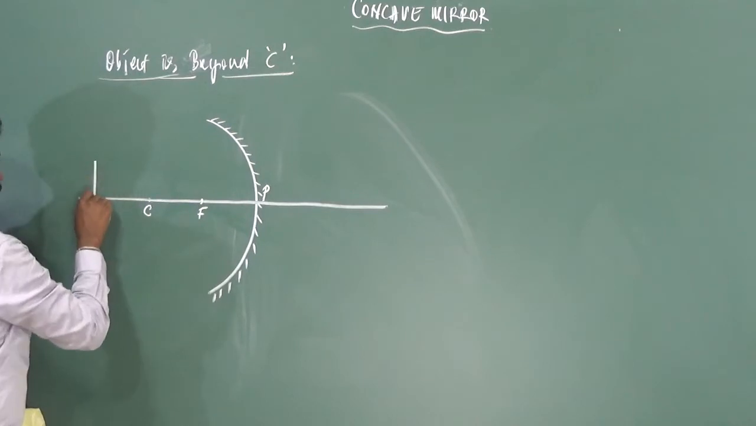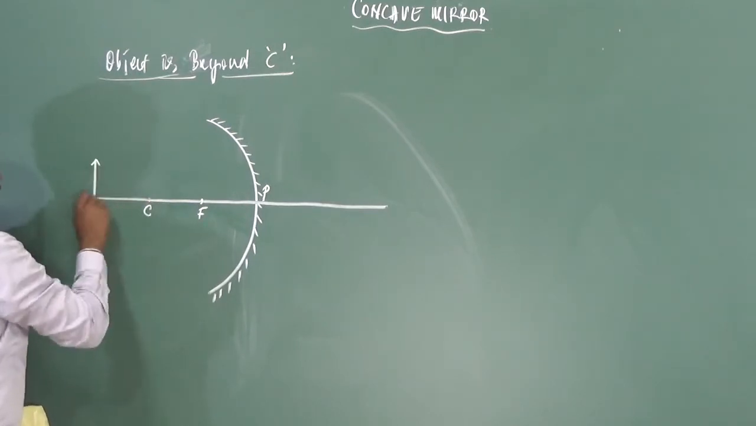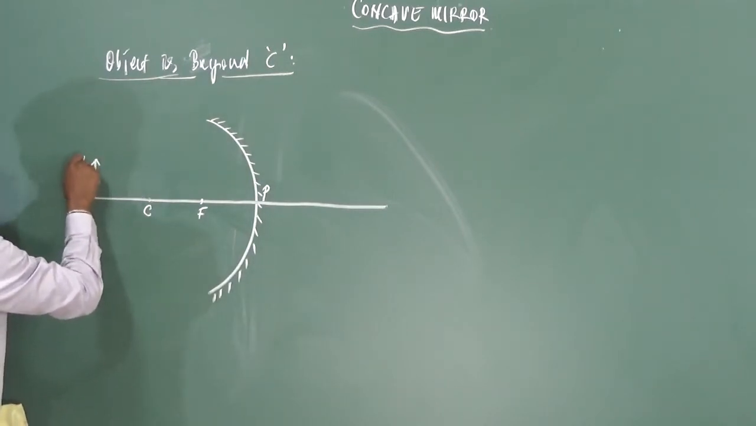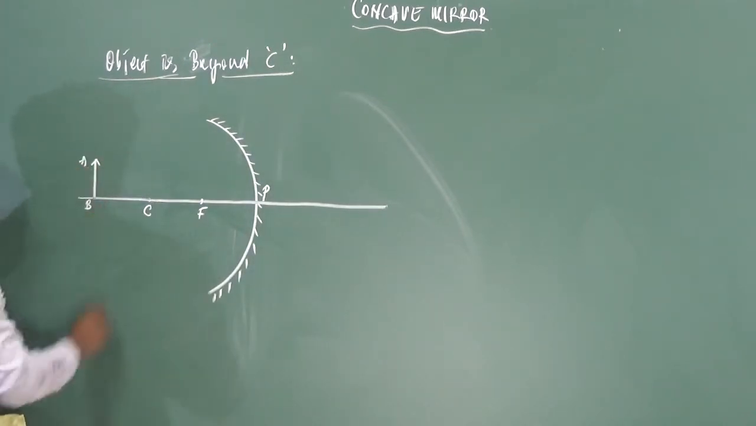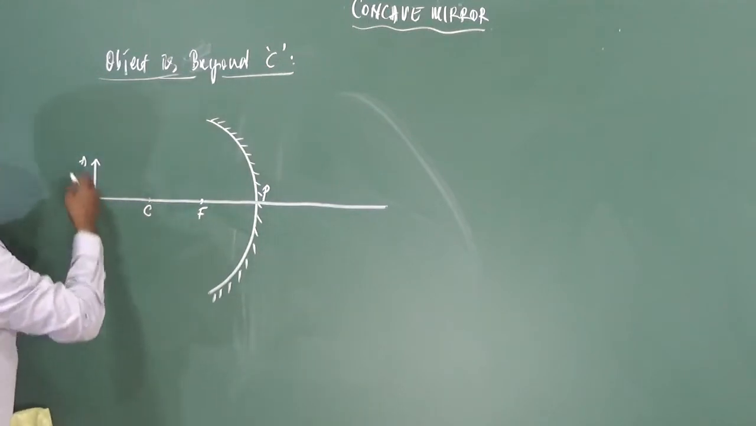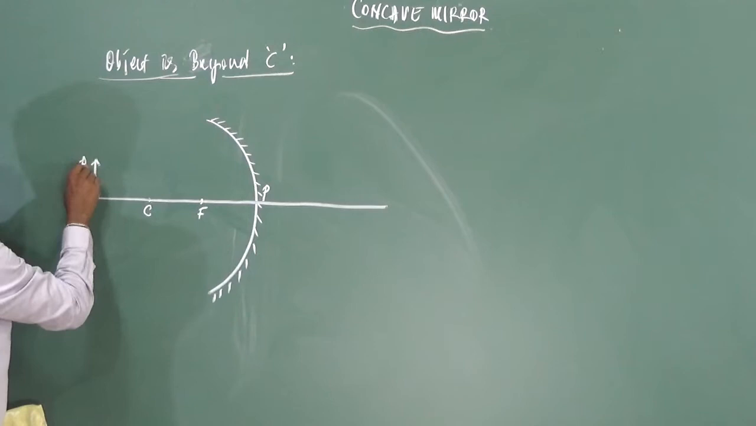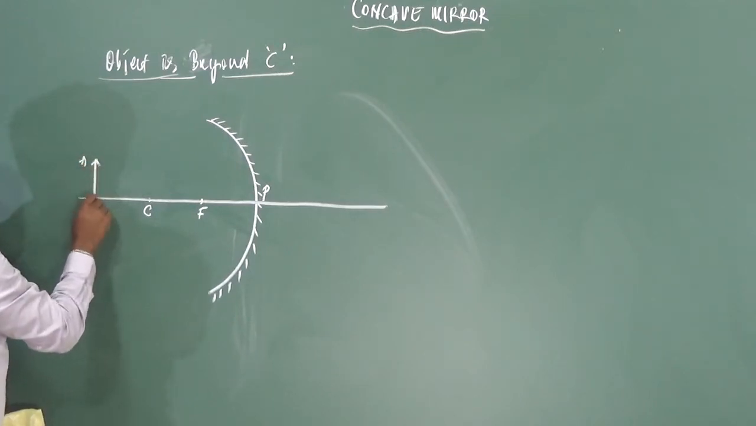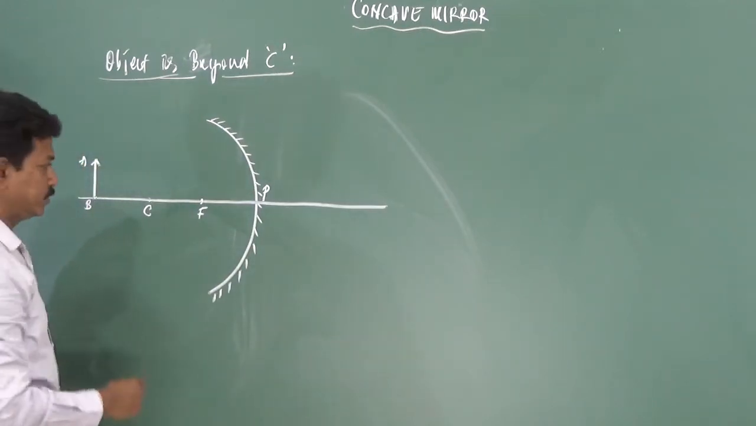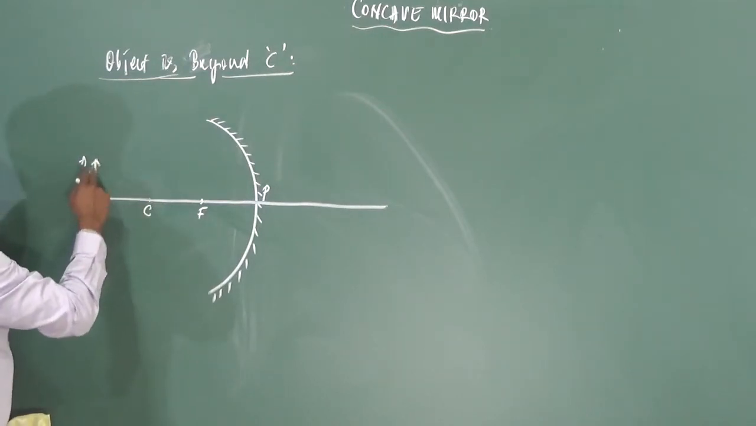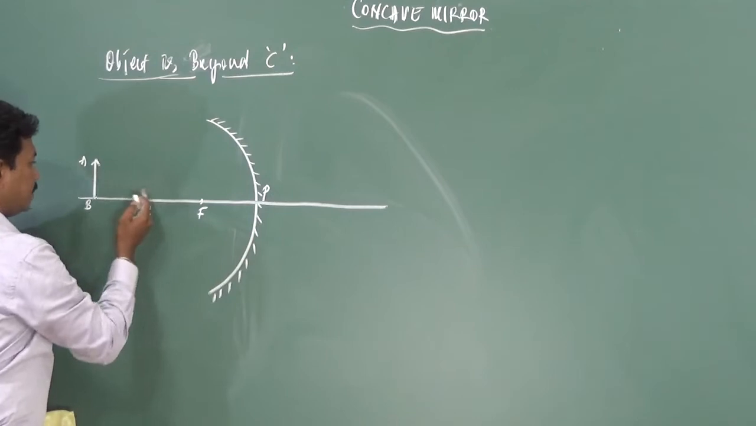Now the object is placed beyond C, so it is a bigger object. Therefore we will represent that object by an arrow, where A is called the head of the image and B is called the tail of the image. Now we will draw the ray diagram of this object AB when it is placed beyond C.